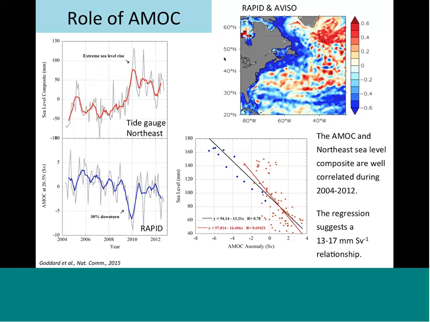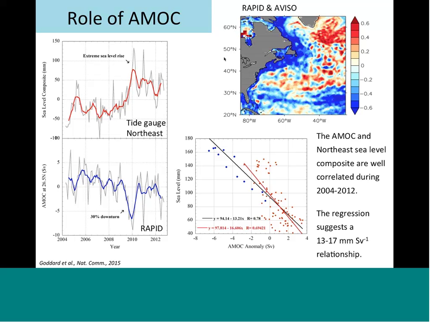And you can see that there is a regional correlation along the coast of a downturn, or negative correlation along the coast, whereas in the open ocean in the Atlantic, there's a more positive correlation. And you can do some linear fits to see, well, if you have a decrease in the Atlantic overturning based on RAPID, how much does that correlate to a sea level rise along the coast of the U.S.? And you can get roughly 13 to 17 millimeter sea level change correlated with about a Sverdrup change of the transport.